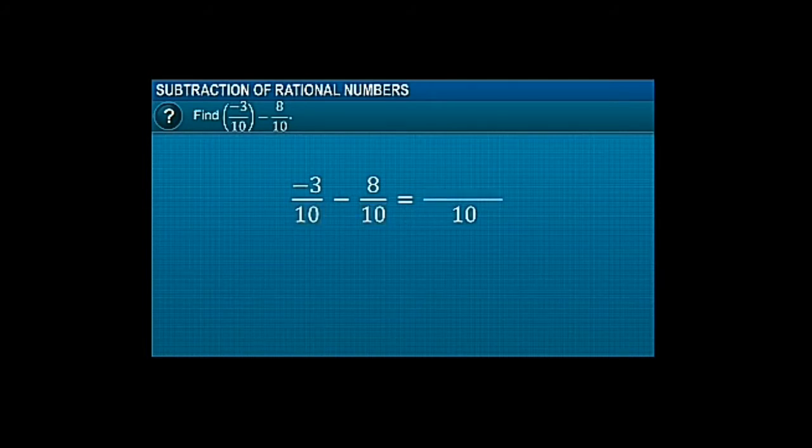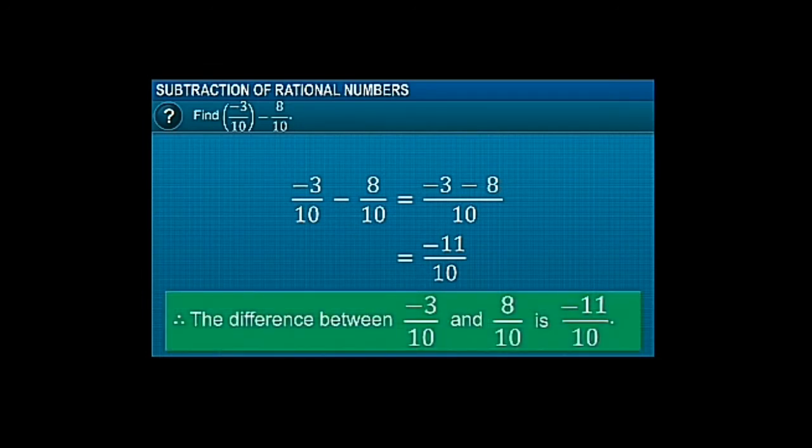Now the numerators must be subtracted, as how we have done in addition. We have added the numerators, no? Now we have to subtract them. So minus 3 minus 8 by 10, which is minus 11 by 10. Minus 3 minus 8, both are negative integers, so we have to add them and the answer would be a negative integer. So the difference between minus 3 by 10 and 8 by 10 is minus 11 by 10.